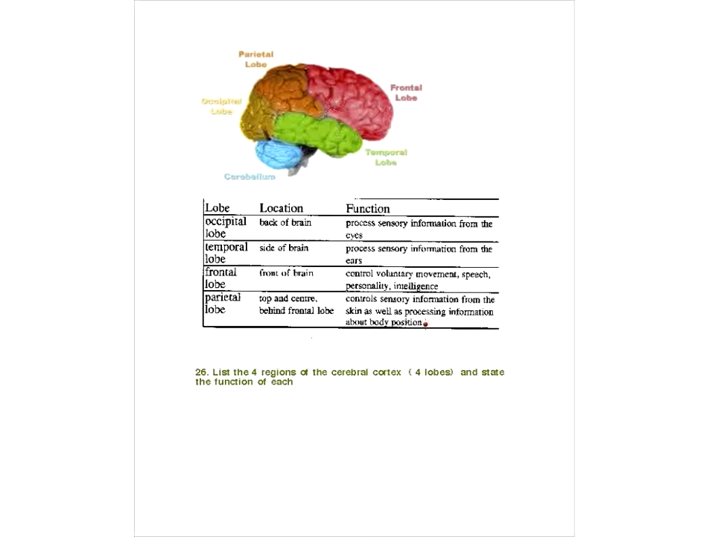Our next question says, list the 4 regions of the cerebral cortex and state the function of each. Try, if you can, not to look at the answers first, and see if you're able to list what they are. Then have a look at the answers up above. Just refresh your mind. And then I'll just go over the answers briefly.